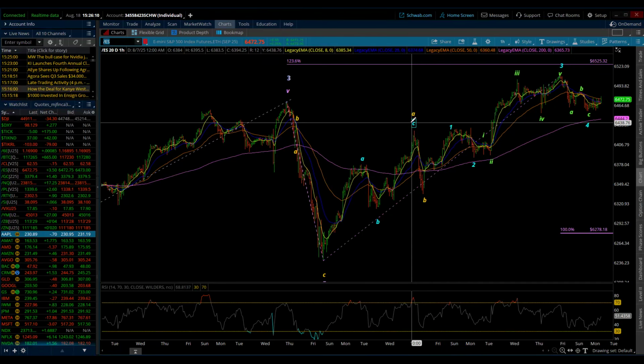Good evening. This is the Elliott Wave daily update for the S&P 500 being recorded on Monday, August the 18th at 3:30 p.m. Pacific Daylight Time.